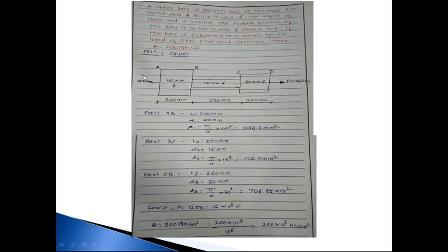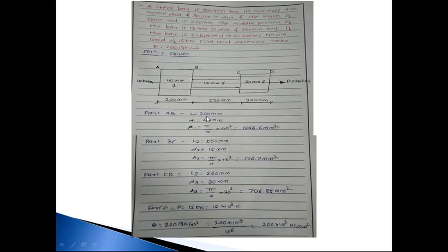So first of all, draw the sketch. The overall length of the rod is 900 mm, and the first part is 40 mm diameter having length 200 mm, and the last part is 30 mm diameter and 200 mm length, and the middle part is 15 mm diameter with 500 mm length. So AB is 40 mm diameter, 200 mm length, BC is 15 mm diameter, 500 mm length, CD is 30 mm diameter, 200 mm length. So AB is part 1, BC is part 2, CD is part 3.